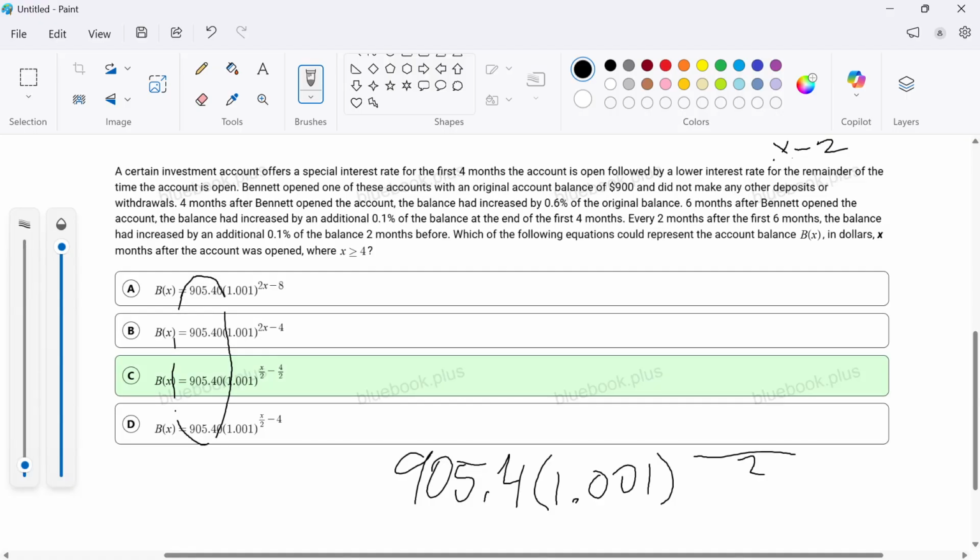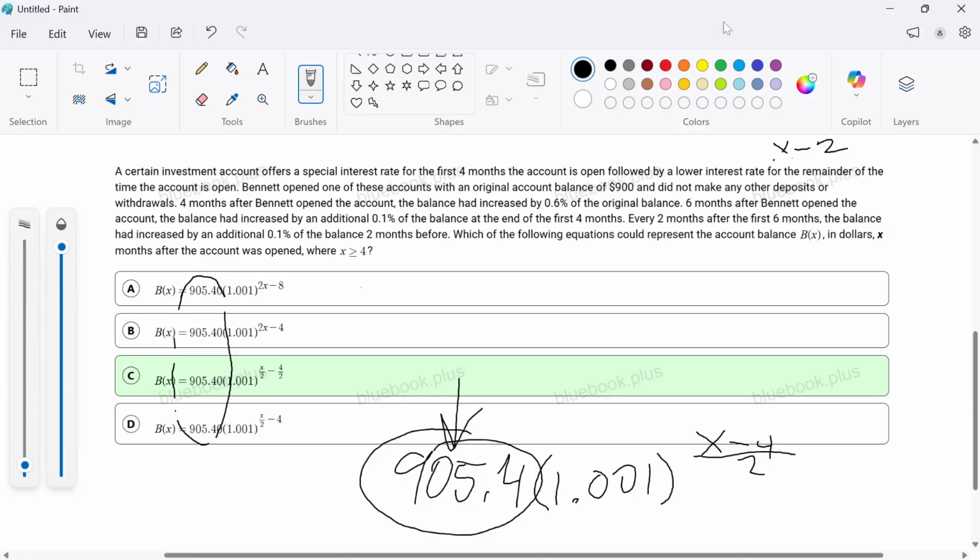and then it says every 2 months after the first 6 months, the balance has increased by additional 0.1%. So it's every 2 months this increase is happening, and X is greater than or equal to 4, so I know it's going to be X minus 4, because it's X minus 4 months from this point, but it's X months from the very beginning. And this is the state of it 4 months later. So always these are going to have that element. When it says X is greater than or equal to N, it's going to be X minus N. In this case, it's divided by 2 because the interest happens every 2 months thereafter.